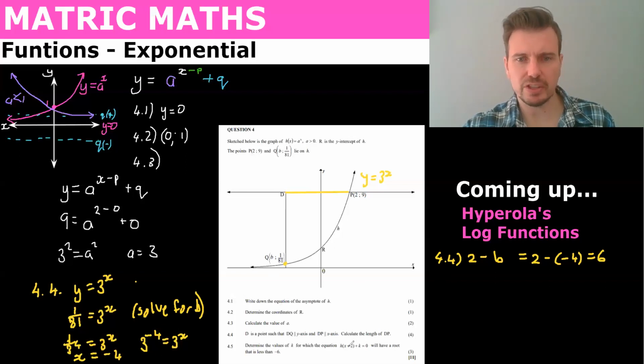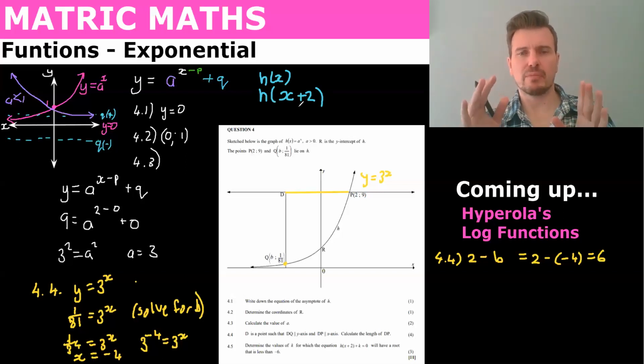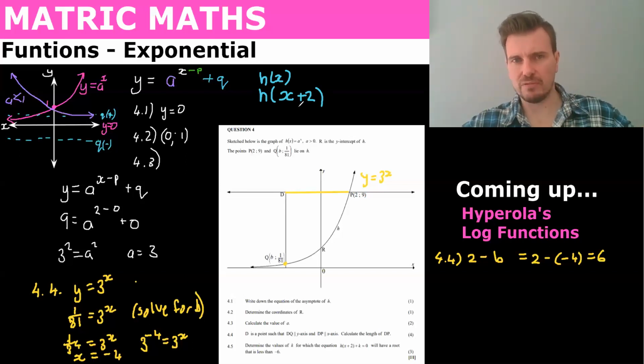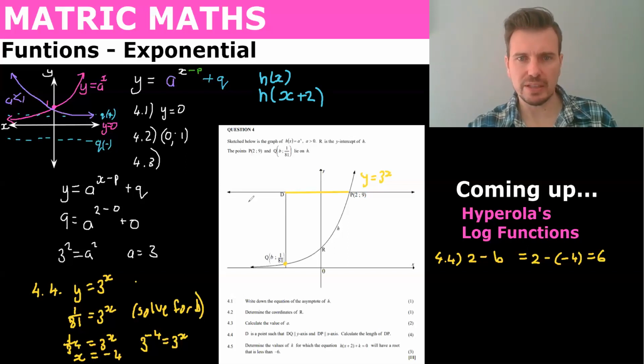So when we say x plus 2, remember, what we're doing is we change it from h of x to h of x plus 2. So what does x do? Well, remember from our previous videos that if you make x plus, it shifts the graph backwards, and minus shifts the graph forwards. So plus 2, we're going to shift this graph backwards by 2.